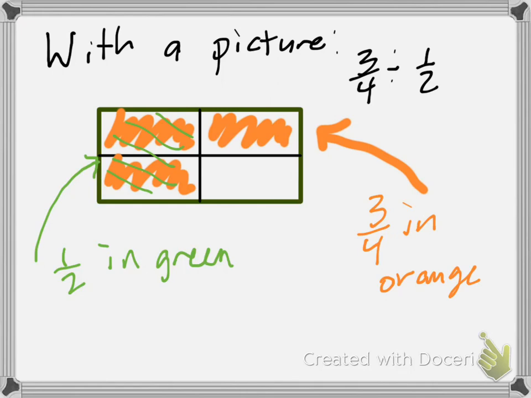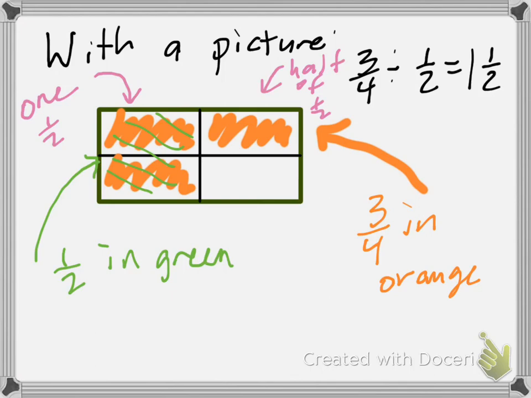and the 3/4 there is in orange, the half is in green, and we're trying to figure out, well, how many of those green shapes fit in that total orange shape? How many halves are there in 3/4? And when we start to think of it, well, one of those halves is that left side, and then half of a half is that other orange square. So we've got one half on the left side and a half of a half on the right side. So how many halves are there? Well, there's 1.5.